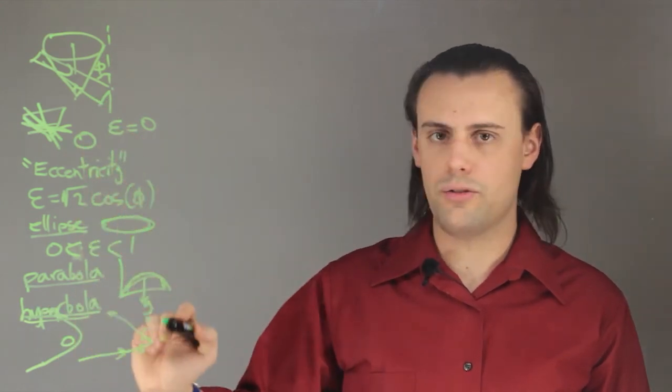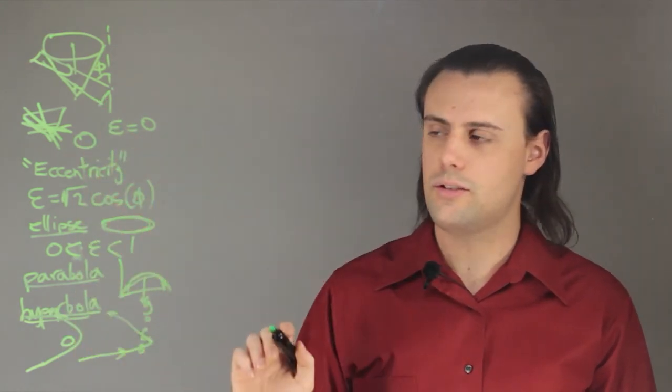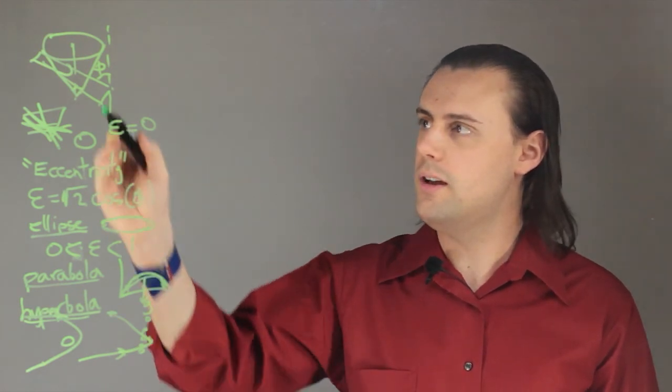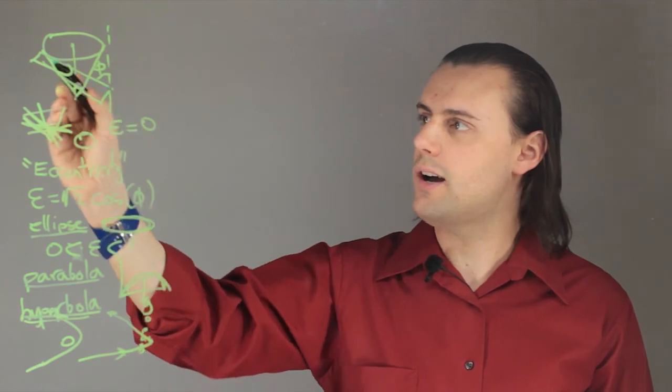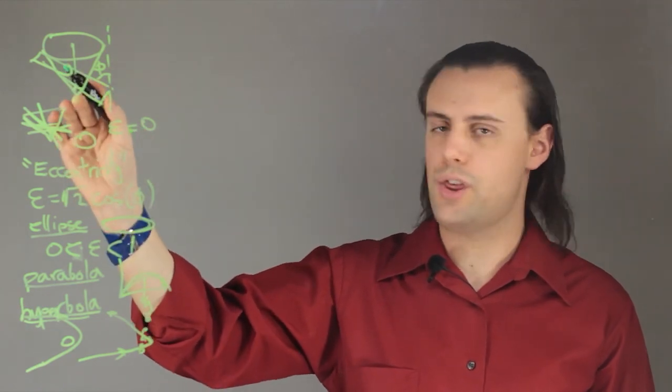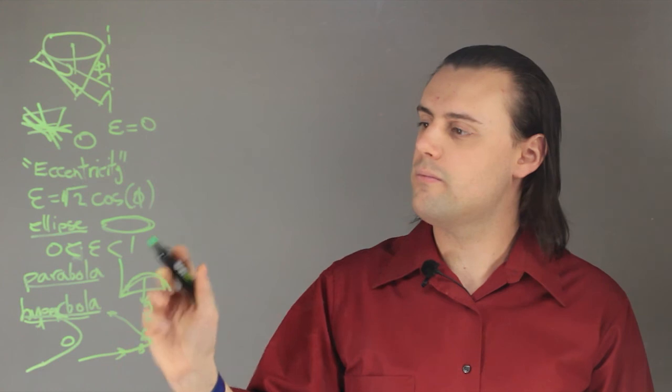So you can get all sorts of trajectories and curves in physics that are mathematically described by conic sections, simply by the angle by which the cutting plane makes with the right cone.